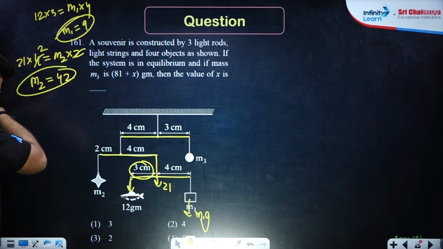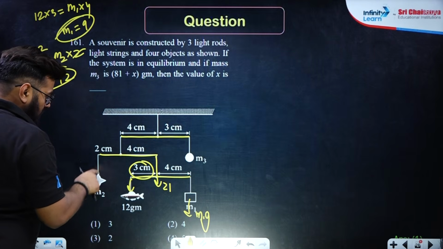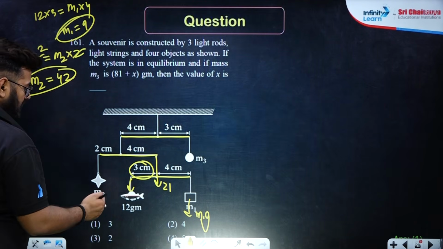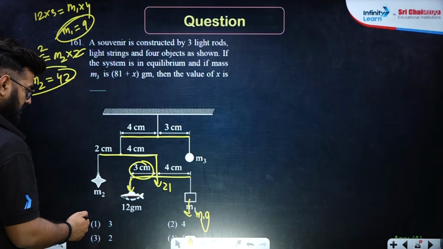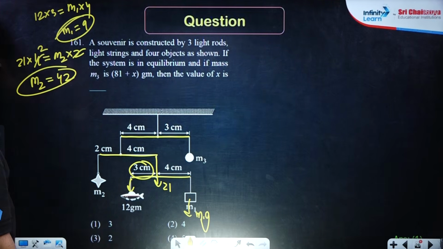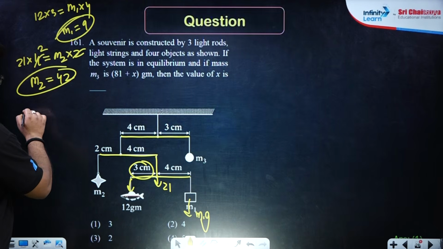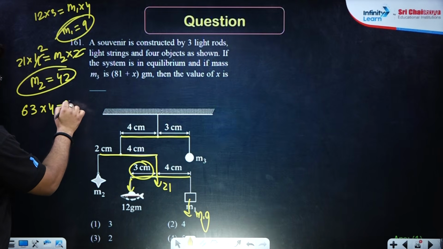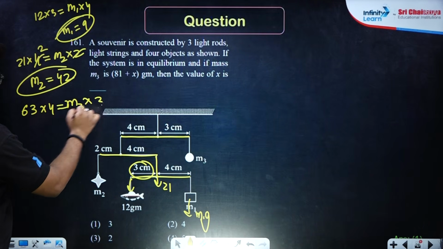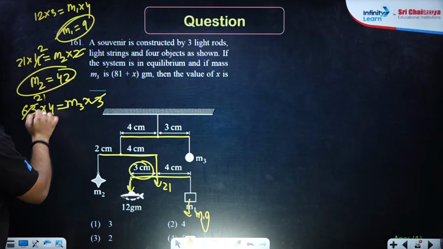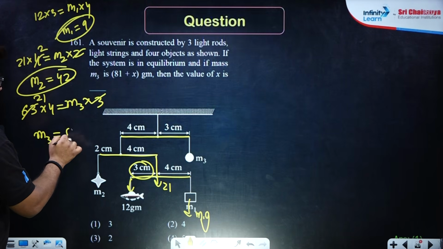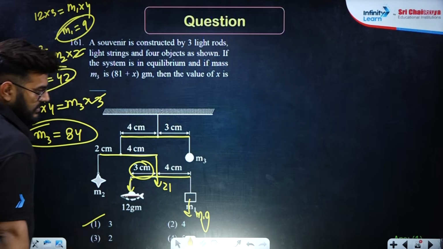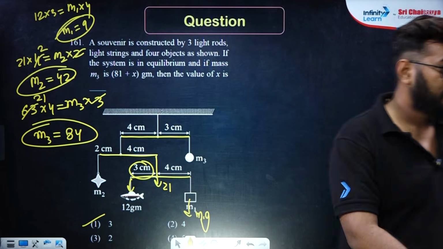Done. Now this 42 and this entire mass, so 42 plus 21 is 63. Correct? How much is that? It is 63. So 63 into 4 equals to m3 into 3. Now this will cancel by 21. So m3 is 84. So x turns out to be how much? 3. What is the right answer? Am I clear? Right?